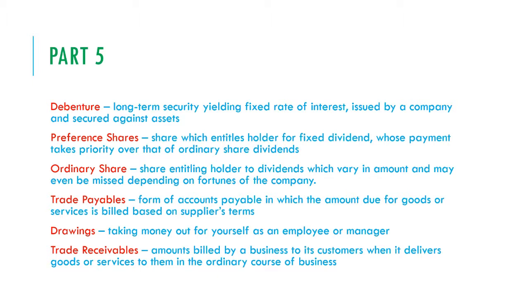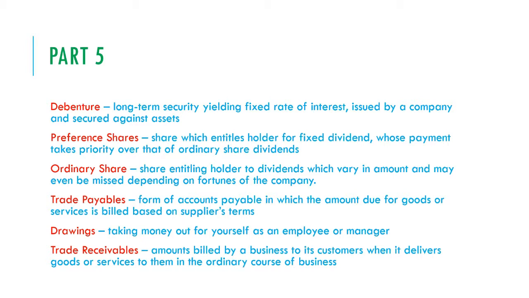So if I hold a preference share, that means I have to get a certain amount of money, even if the company makes a loss, and I will be paid my money before the ordinary shares. So if there's not enough money for the ordinary shares, tough luck, I get the money regardless. But if I hold an ordinary share, then the share I am entitled to will vary in amount and may even be missed depending on the fortunes of the company.